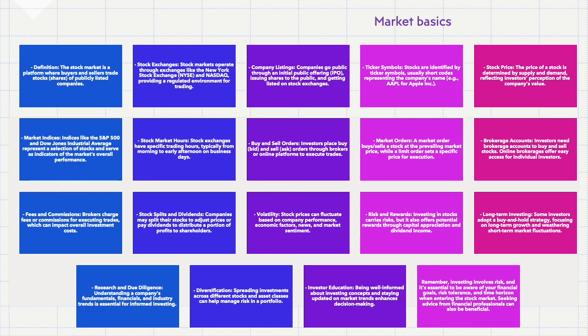Fees and commissions. Brokers charge fees and commissions for executing trades, which can impact overall investment costs. Stock splits and dividends. Companies may split their stock or adjust their prices, and pay dividends to distribute a portion of profits to shareholders. Volatility. Stock prices can fluctuate based on company performance, economic factors, news, and market sentiment.